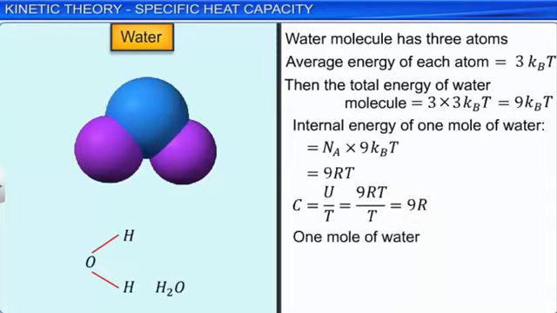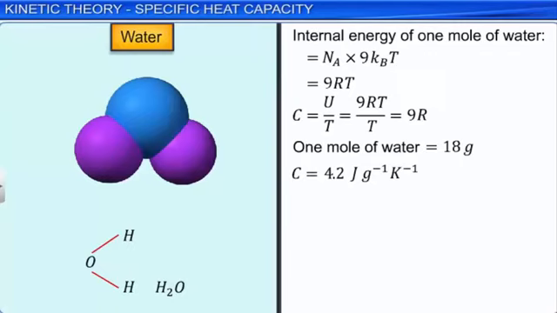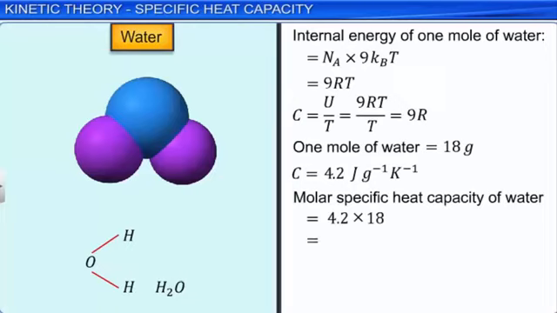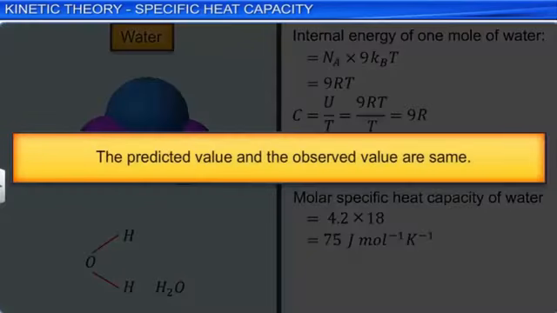That is, 1 mole of water contains 18 grams, and the observed value of the specific heat capacity of water is 4.2 joules per gram per Kelvin. So, the molar specific heat capacity of water is approximately equal to 75 joules per mole per Kelvin. That is, the predicted value and the observed value are the same.